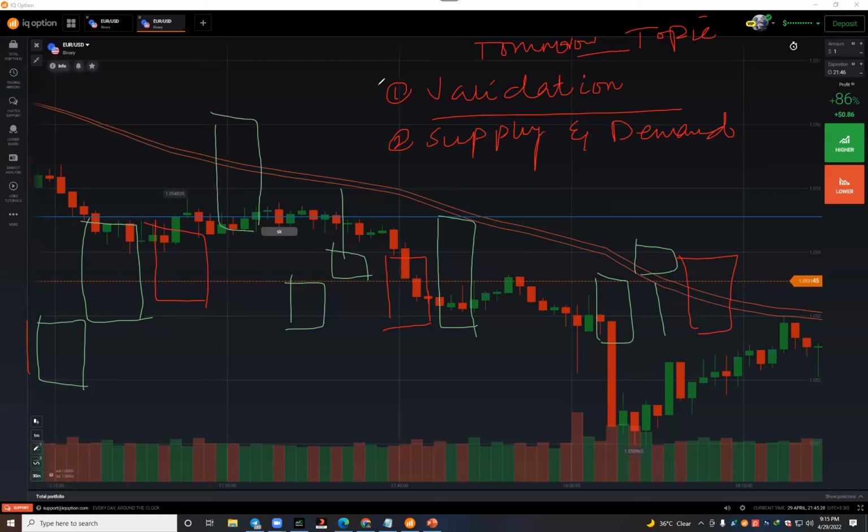Only two candles make a weak SNR. This one is weak. And this one, right? Yes. This is also a strong one. Because if it has a wick at the top, it's weak. If it's a wick at the bottom, it's strong. If the wick is on both sides, it's weak.